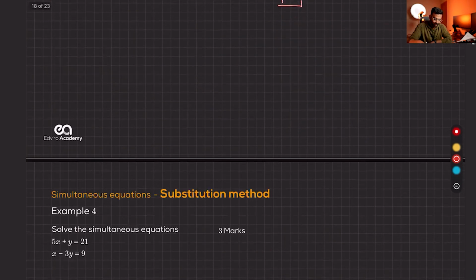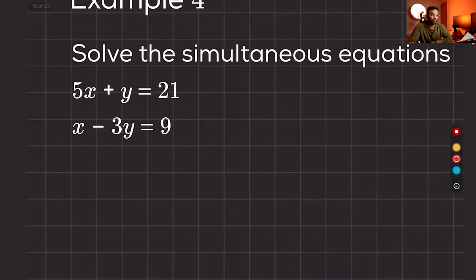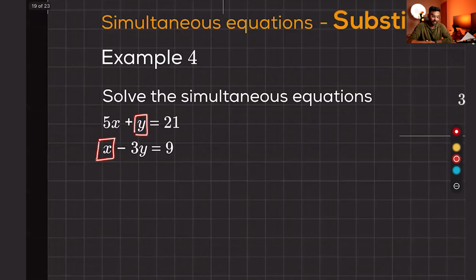So let me go to a different question. In this one, which variable could you make just on its own? You could make this y, you could also make this x. No problem. It's up to you. What do you want to do? Got it? Some would make y, some would make x. But there are two options in this one. Are you with me on that? Did you get it now?